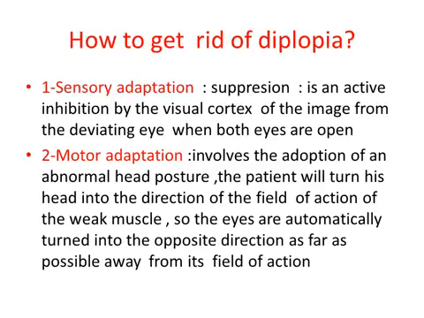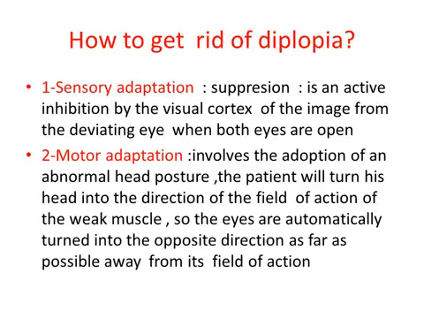هل كل مريض عنده حول يعاني من الدبلوبيا؟ No, this is not the case. How do we get rid of diplopia? By 2 mechanisms: sensory adaptation and motor adaptation. What is sensory adaptation? It is suppression at the level of the brain.